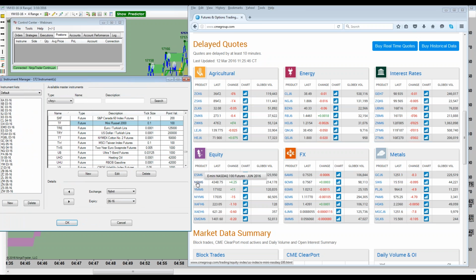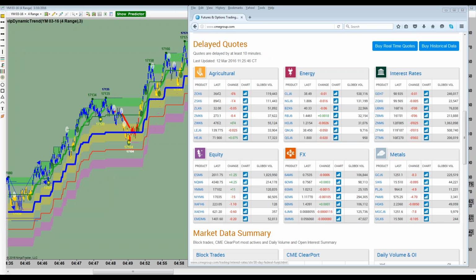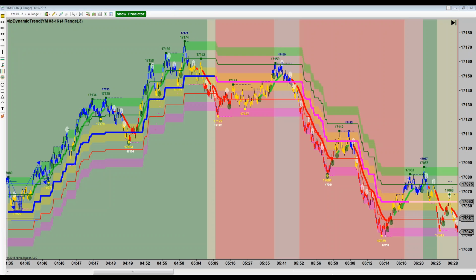So this weekend, if you've not already done so, please take all of your equity instruments and everything you trade and update to the current front month, which most of them, of course, is going to be June. Okay, everybody see that? That's how you do that. Go ahead and bookmark your CME Group. It's a good site. All right, back to the chart.